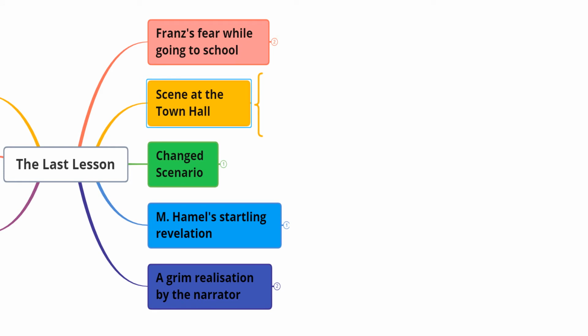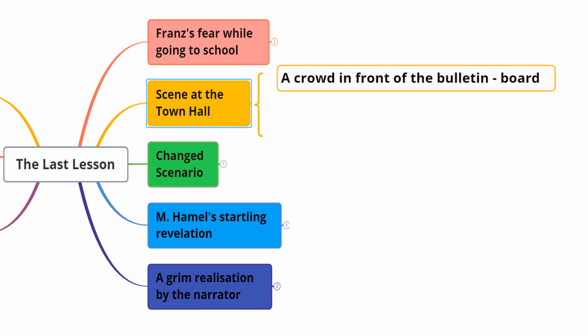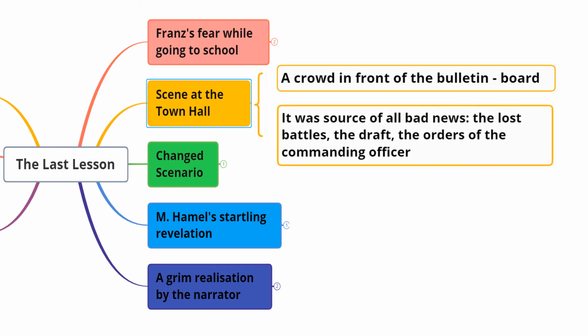On his way to school, he had to pass the town hall and noticed a crowd in front of the bulletin board, the medium through which all of the bad news had reached them: the lost battles, the draft, the orders of the commanding officers. He knew that there must be yet another dreadful message posted on the board, but he hurried off to school.